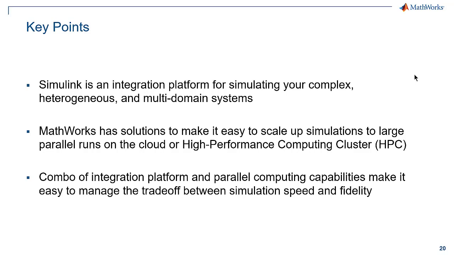Second, you can use MATLAB's capabilities to easily scale up running multiple Simulink simulations in parallel on the cloud. And that's just like what we showed when I was generating that mapped engine model from the detailed GT-Power model, where we were running it up on a 32-core AWS machine. And finally, the combination of Simulink's integration platform capabilities, along with the ease of scaling to large parallel runs on the cloud, makes it easy to manage that trade-off between simulation speed and fidelity. And that means if I don't need the really detailed model, I can very quickly get a mapped engine model, and I can do that over and over again because it's automated.